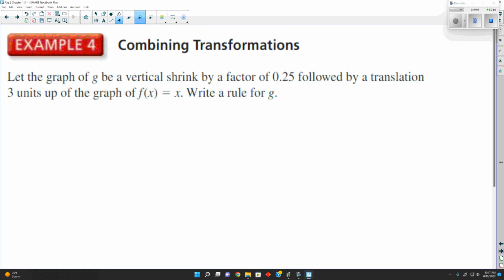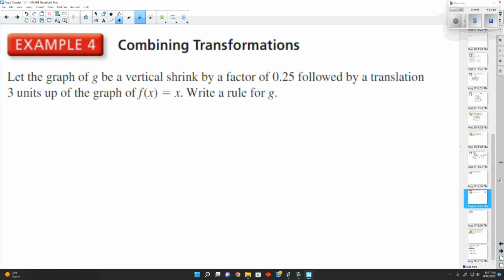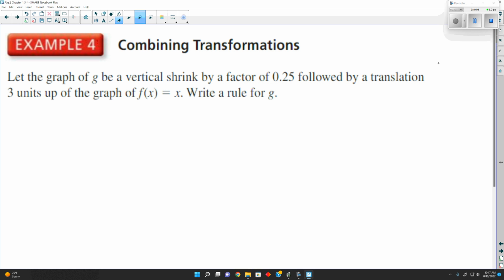So the last thing that we have, because I feel like, yep, we're on to the last few pages, is this here. And we're going to be applying multiple translations to each of these functions. And the way that we're doing this is we're going to do it one at a time. So we want to let the graph of g be a vertical shrink by a factor of 0.25, followed by a translation of 3 units up of the graph f of x is equal to x. So we want to write a rule for g.